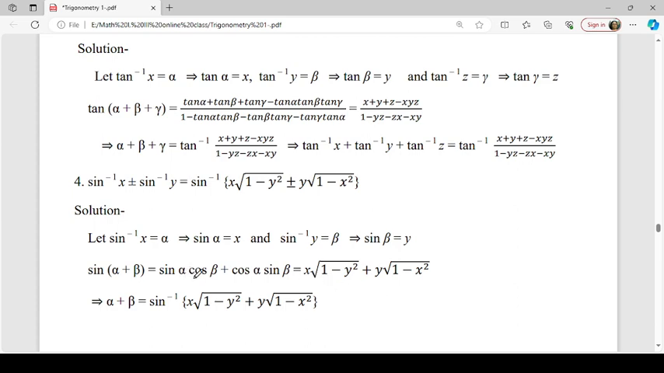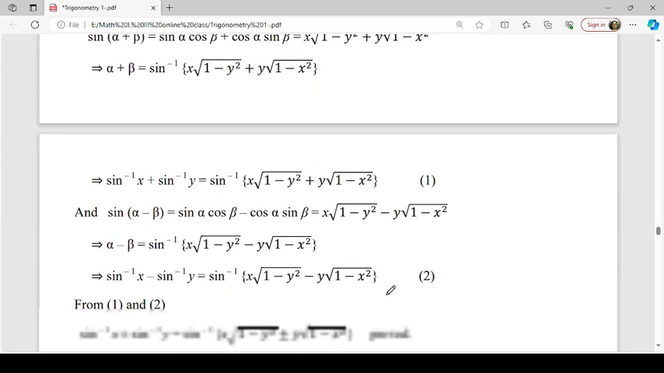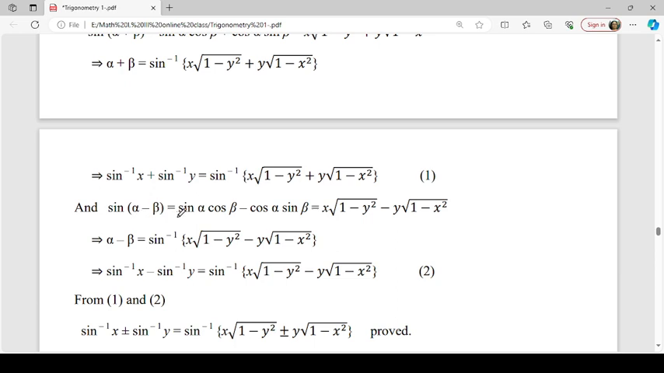So sin alpha is x, then cos beta is root over 1 minus y square. So sin of alpha plus beta is this, so alpha plus beta is sin inverse of this value. Then if it is alpha minus beta, this will be minus: sin alpha cos beta minus cos alpha sin beta. So sin of alpha minus beta is this.